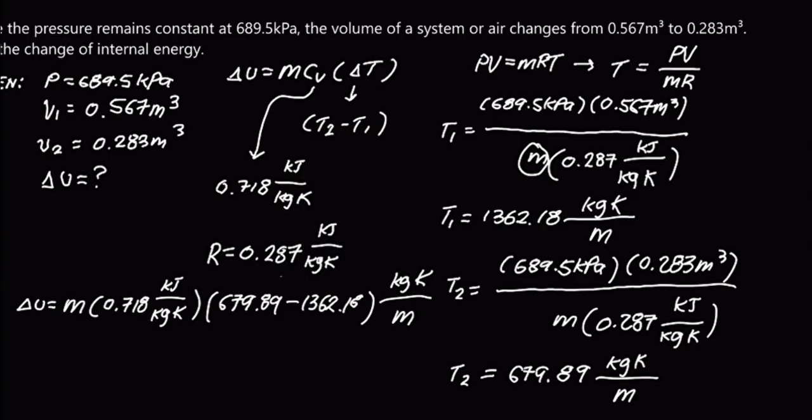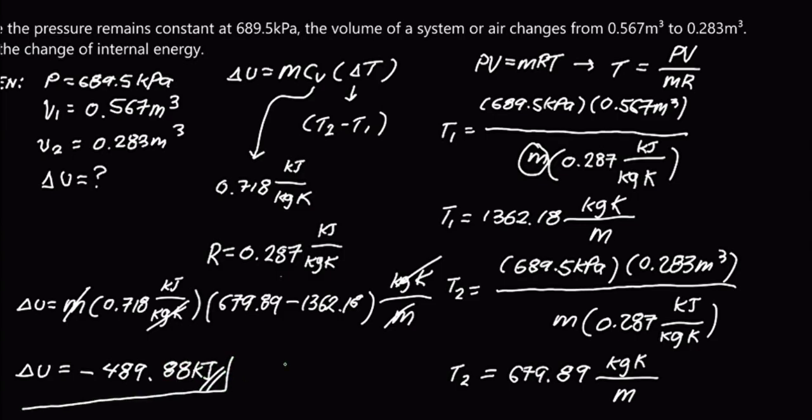Now, if you notice here, the meters will cancel each other out, as well as kilogram Kelvin. After all this cancellation, all we have left is kilojoule. Typing this all in the calculator will give us the value for delta U, which is equal to negative 489.88 kilojoule, which is of course the final answer to this problem.